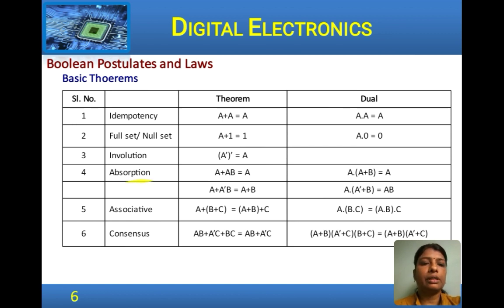The absorption theorem, which states A plus AB is A and A plus A bar B is A plus B, the proof of which we shall see later, and the dual of it is given. Associative law: A plus (B plus C), where the parenthesis for B plus C, if it is shifted to A plus B, gives the same result, which can be proved by the perfect induction method. Then the consensus theorem, which states that AB plus A dash C plus BC is equal to AB plus A dash C, the proof of which we shall see later.